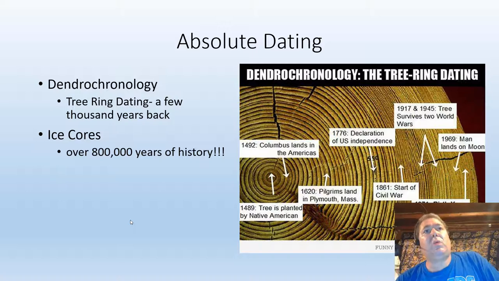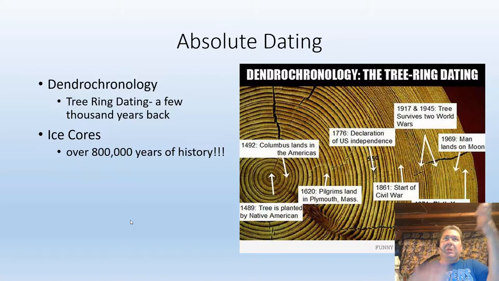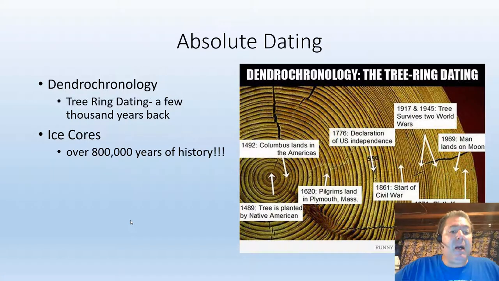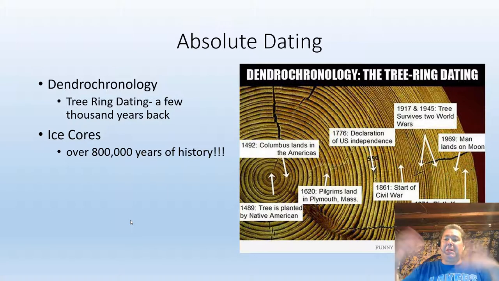Just like the rock record, we don't have one ice core that goes back this whole time. But taking this one and that one and that one and putting them together, we can build a record that goes back 800,000 years, year by year, basically, because ice builds up in yearly rings, kind of like trees do.